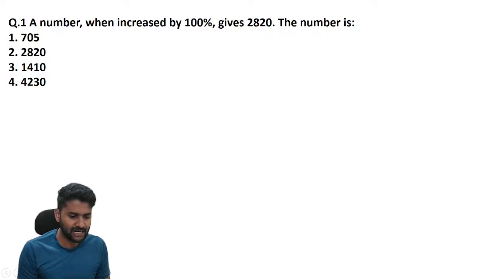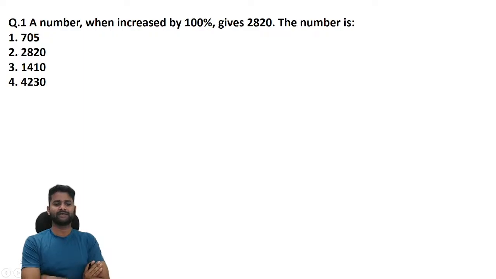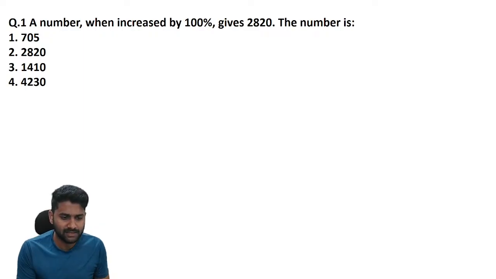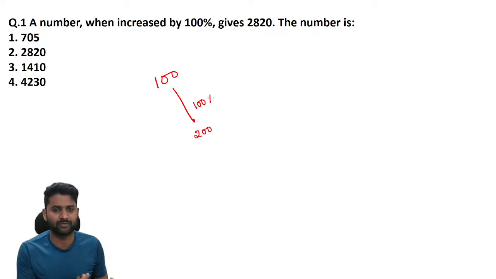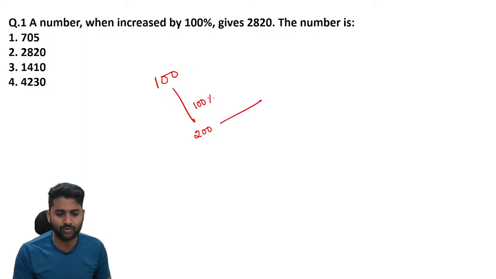We will start with this question. See this information: if a number is increased by 100%, then the value becomes 2820. What is that number? They clearly mention it, so initially I am assuming the number is 100 units. If it is increased by 100%, the number becomes 200. Now you can go with a comparison.